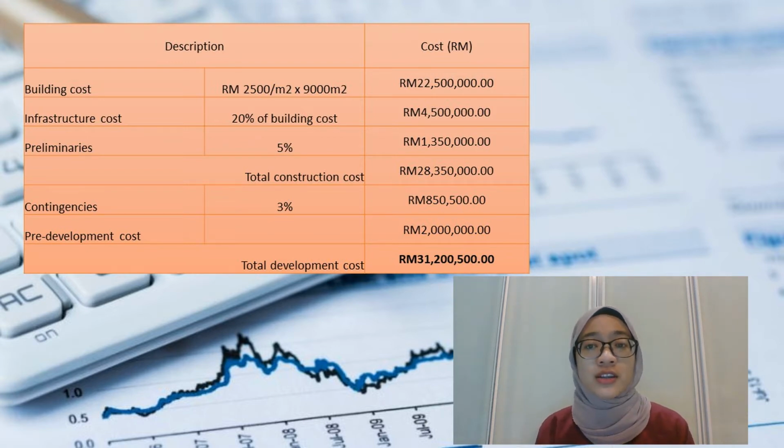As for the development cost, it consists of building costs, infrastructure costs, preliminaries, contingency, and pre-development costs. The contingency is 3%, which equal to 850,000, and the development cost is 2 million, which the total will be equal to 31.2 million.